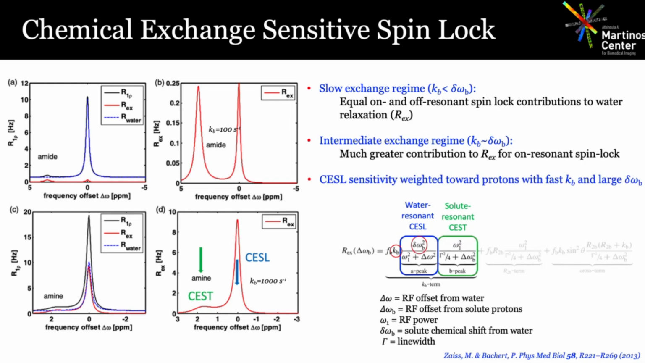Now, again, you lose some specificity on the on-resonance spin lock because you're going to see all exchangeable protons, but they are going to be weighted to those with large chemical shift. Delta omega B is the chemical shift in water, and that goes squared, and fast exchange rates. So hopefully we can get away with some of this.